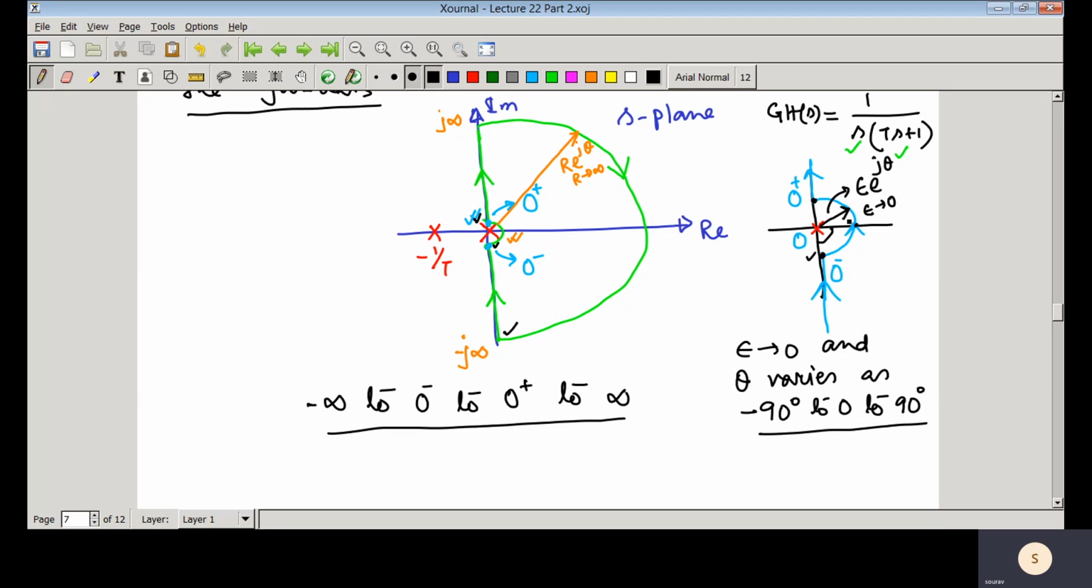So how to describe this particular semicircle? S would be equal to epsilon e to the power j theta, where epsilon tends to 0 and theta is varying from minus 90 degrees to 0 to plus 90 degrees. And here this is that variation of omega. So we can see here that means minus infinity to 0 minus to 0 plus to plus infinity, and then we'll be following that bigger semicircle.